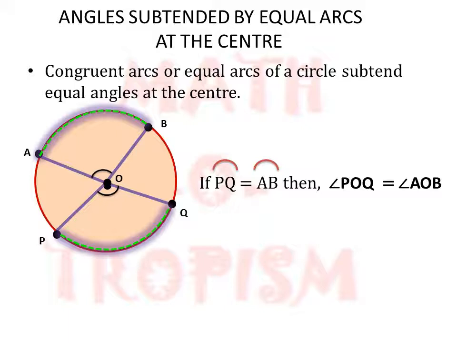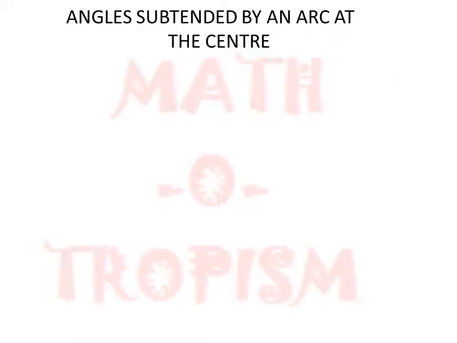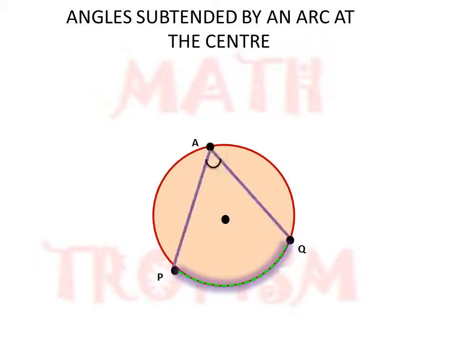So alternately this comes. Similarly, if the angles subtended by the arcs of a circle at the center are equal, then the arcs are equal or congruent. Let us take the angle subtended by an arc at the center. First, let us assume that PQ is an arc. Let us take a point A on the major arc and join AP and AQ. Then the angle PAQ is got.